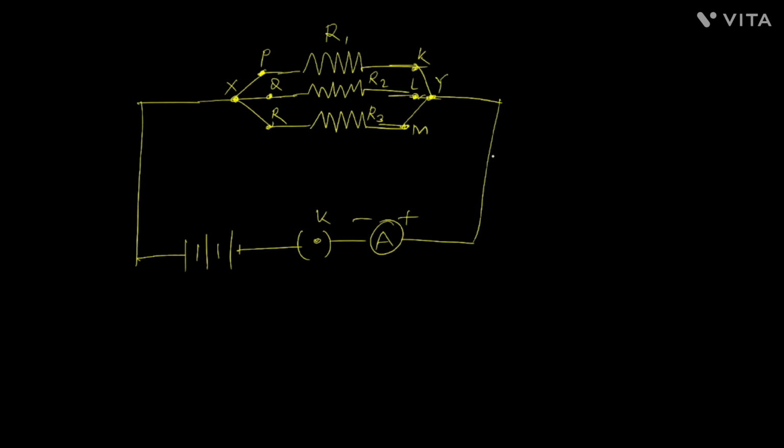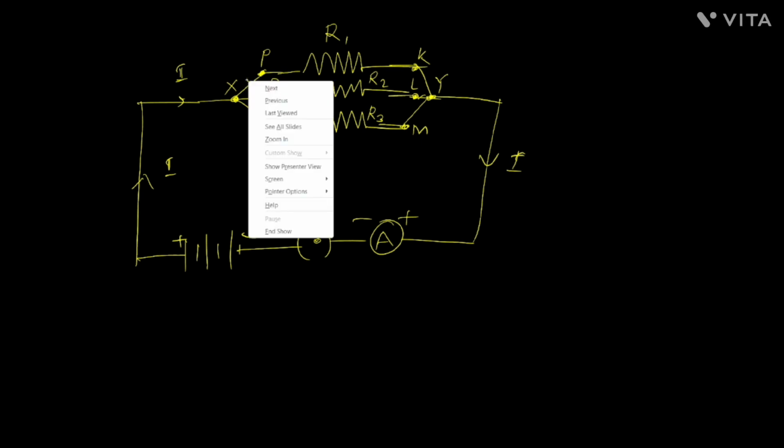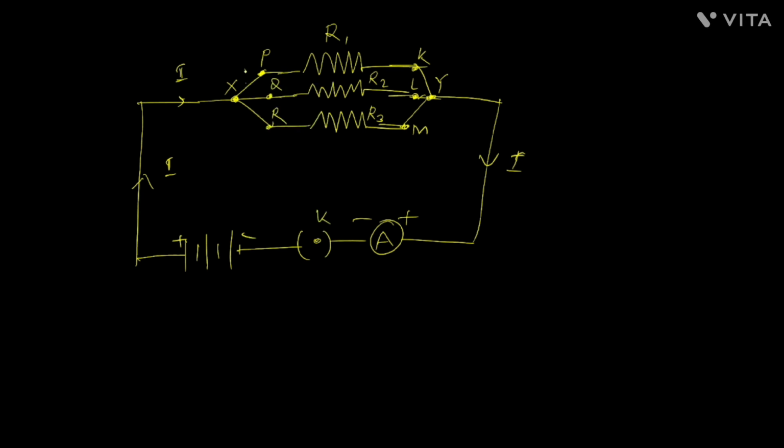Current I is flowing in the entire circuit, flowing from negative to positive, and when it comes to this position, current I is also flowing here. But what happens is when current I comes here after X, it is separated into three parts. The first part is taken as I1 current, the second part as I2 current, and the third part as I3 current.